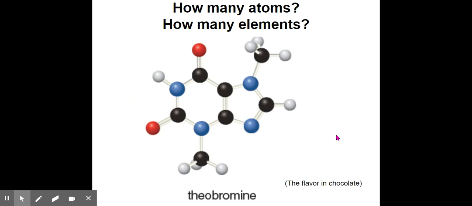Let's do the same with this one. How many elements? Let's do the easy part first. There's white, 1, blue, 2, black, 3, red, 4. So there are 4 different elements in this. Theobromine is the flavor in chocolate that makes something taste or smell chocolatey. And then atoms, it's a whole bunch. 1, 2, 3, 4, 5, 6, 7, 8, 9, 10, 11, 12, 13, 14, 15, 16, 17, 18, 19, 20, 21. So 21 atoms, but only 4 elements. Lots of bonds too.